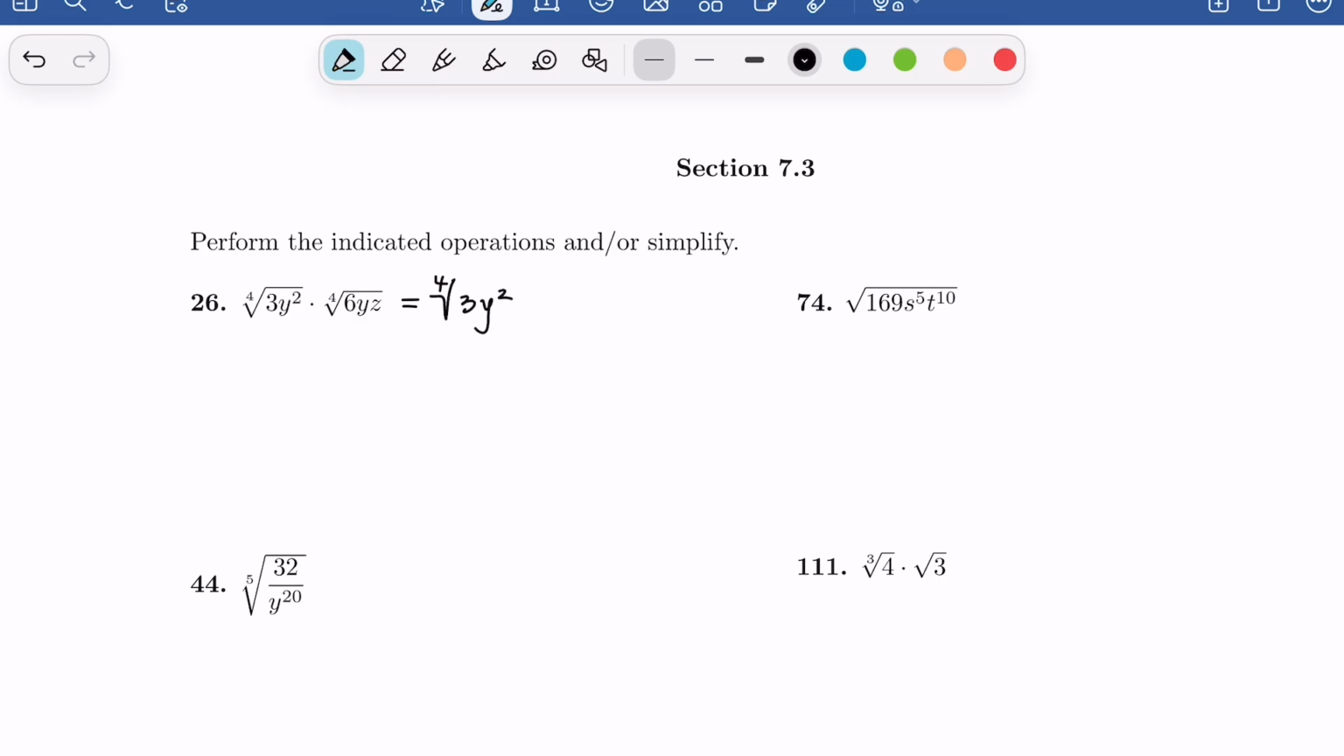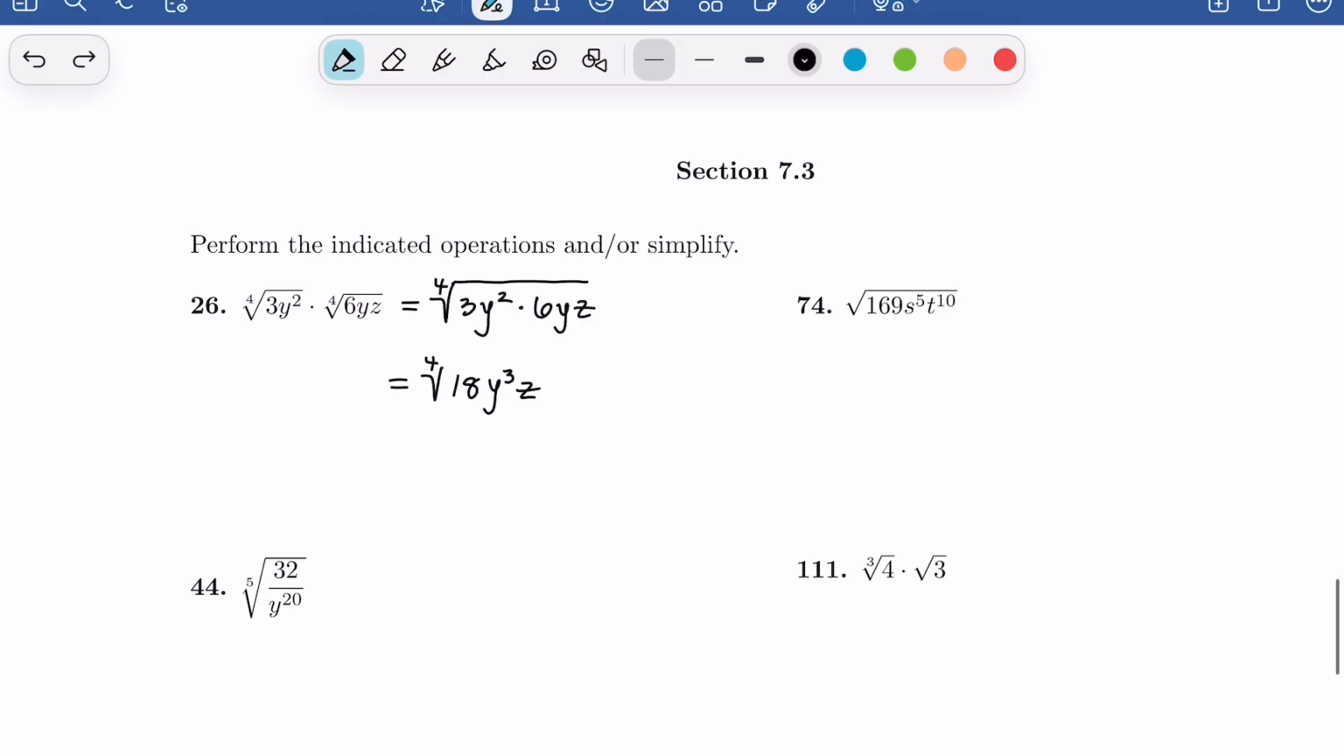So we're going to take 3y squared times 6yz. So we're essentially combining these guys. Now what we want to do is go ahead and simplify everything under our radical. So 3y squared times 6yz, that's going to give us an 18y cubed times z. And we can't simplify that any further, so this would be our final answer.